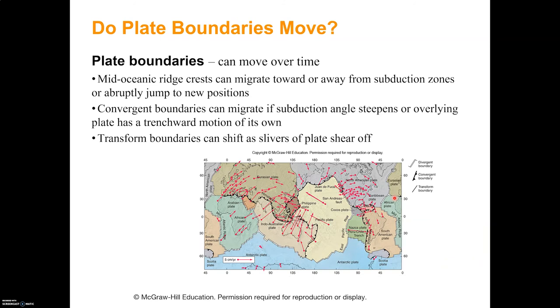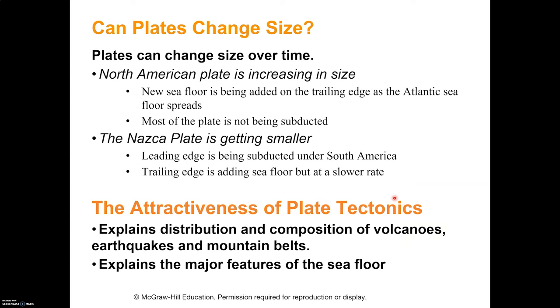Okay, so plate boundaries can move over time. A mid-oceanic ridge crest can migrate toward or away from subduction zones or abruptly jump to new positions. Convergent boundaries can migrate if the subduction angle steepens or the overlying plate has a trenchward motion of its own. So these aren't like fixed locations that don't deviate at all. Transform boundaries can shift as slivers of plate shear off also. So it's very dynamic. Remember when we're talking about this, we're talking geologic time, so most things don't happen overnight.